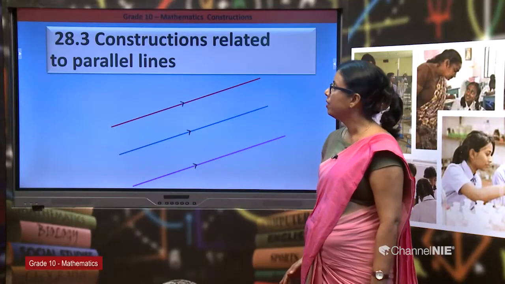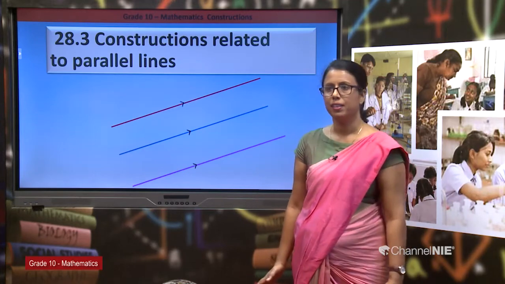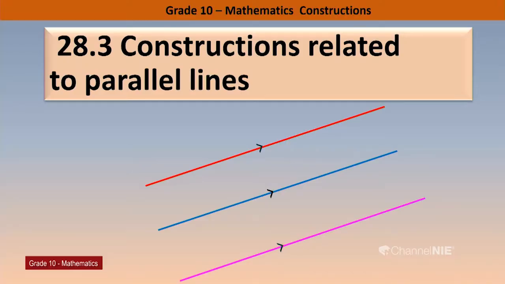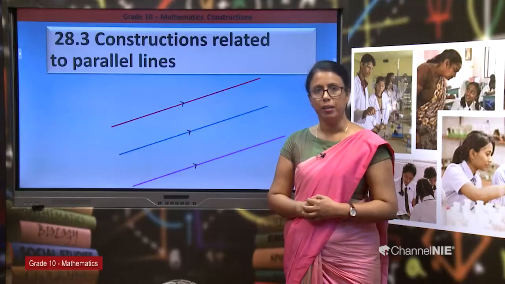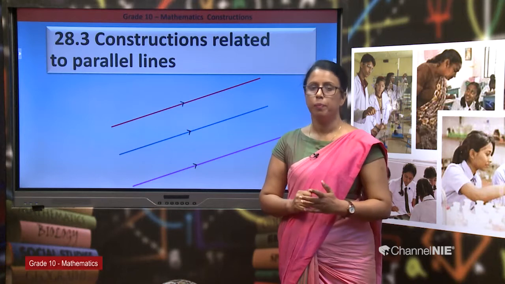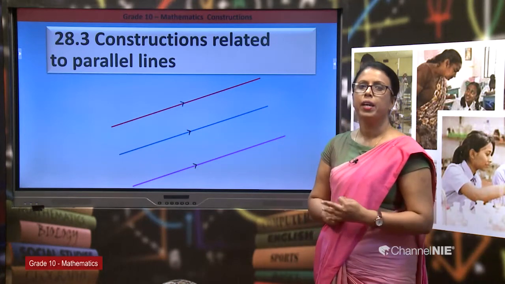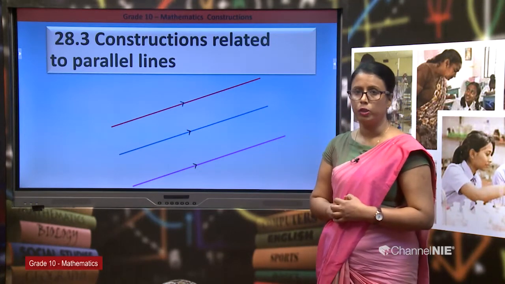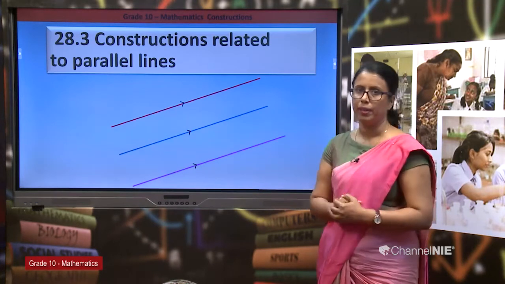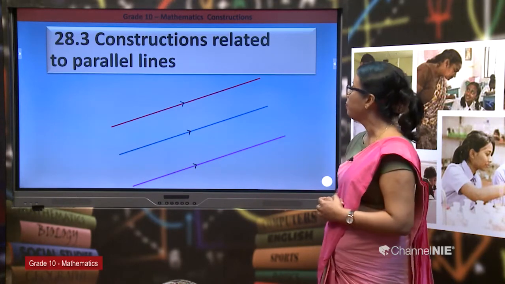Let us construct parallel lines. Hope you remember when you were in previous grades, we constructed parallel lines using set squares and straight edge. This year you can't construct parallel lines using set squares. When you want to construct parallel lines, you have to use pencil, ruler and pair of compasses. You are not allowed to use set squares. Let us construct parallel lines.